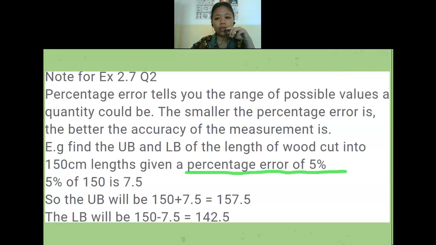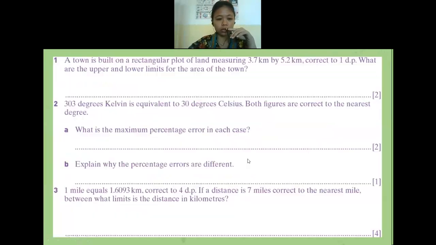Okay, if no one is confused, then I will continue to the question from your workbook. Oops, sorry. Okay. So in here we are going to discuss the question from your workbook. We have: a town is built on a rectangular plot of land measuring 3.7 kilometers by 5.2 kilometers, correct to one decimal place. What are the upper and lower limits of the area of the town?